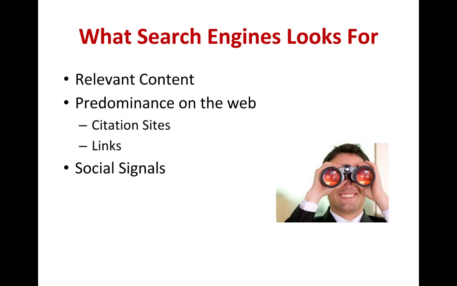Okay, so what are search engines looking for? Relevant content. We've talked about that before. So what does that mean? Relevant to what? Well, it's relevant to the search term the person who is searching is using. So for instance, let's say I'm having auto problems. My car is broken down. I might search for an auto shop or auto repair shop, or I might search for auto repair shop in Manitowoc or in Milwaukee or wherever I am.